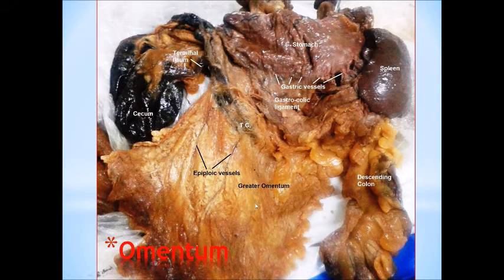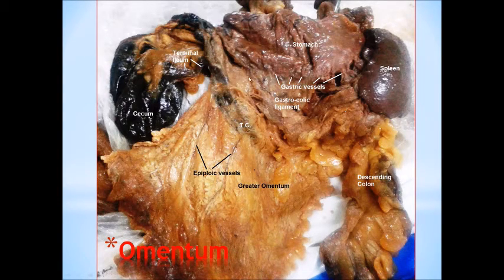Let's take a look at the next part of the specimen, namely the greater omentum. This whole thing is the greater omentum, the so-called abdominal policeman. The greater omentum is derived from the embryonic dorsal mesogastrium. During embryonic life, it has four folds. As development progresses, the inner two folds fuse and the omentum becomes double layered. This portion of the greater omentum, which stretches between the greater curvature of the stomach and the transverse colon, is referred to as the gastrocolic ligament, which I had alluded to earlier. The other portion, which hangs down from the transverse colon as an apron in front of the abdominal viscera, is referred to as the greater omentum proper.